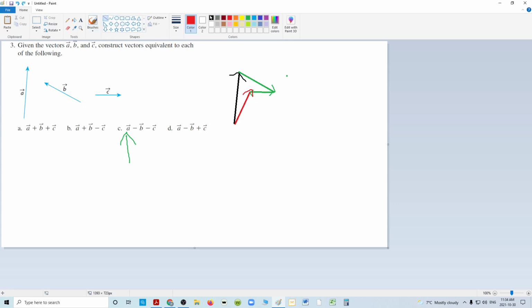So you take A. Now interestingly enough, I want to show you something. If I take A and then I subtract B, so it's going the other way, right? And then I add C, which is what this thing is asking me to do. So there's C. Okay. I end up with this red line, correct?